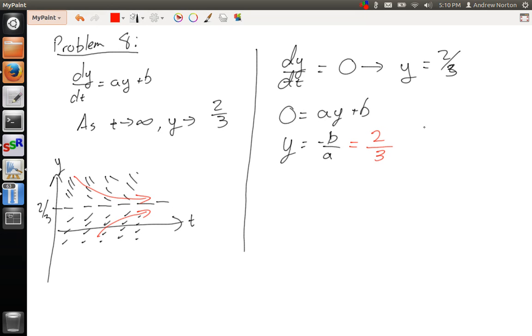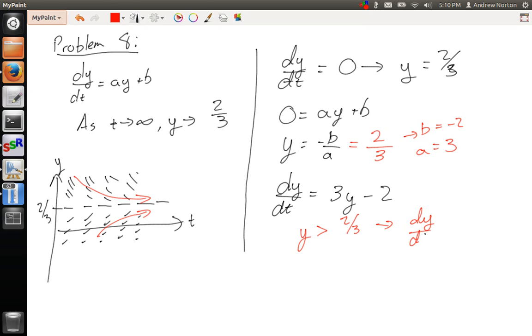So I'm going to pick b equals -2, a equals 3. So then our differential equation becomes dy/dt = 3y - 2. Well, now we have to consider our gradient field, because when y is greater than 2/3, we want dy/dt to be negative.